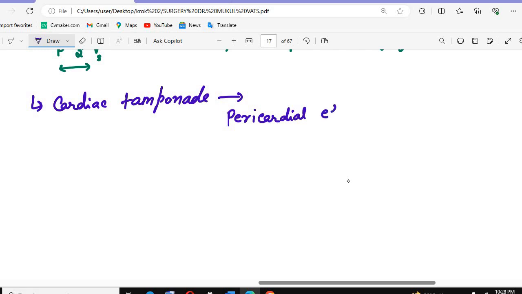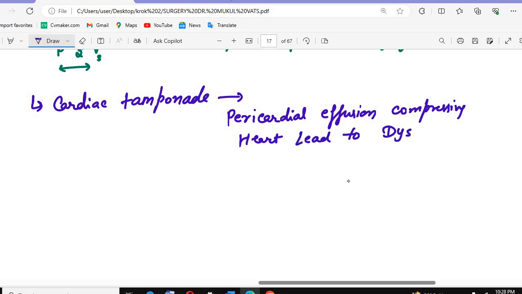Pericardial effusion means that outside the heart there will be a load of fluid accumulation, and that effusion will compress the heart, and that will lead to dyspnea in these patients.